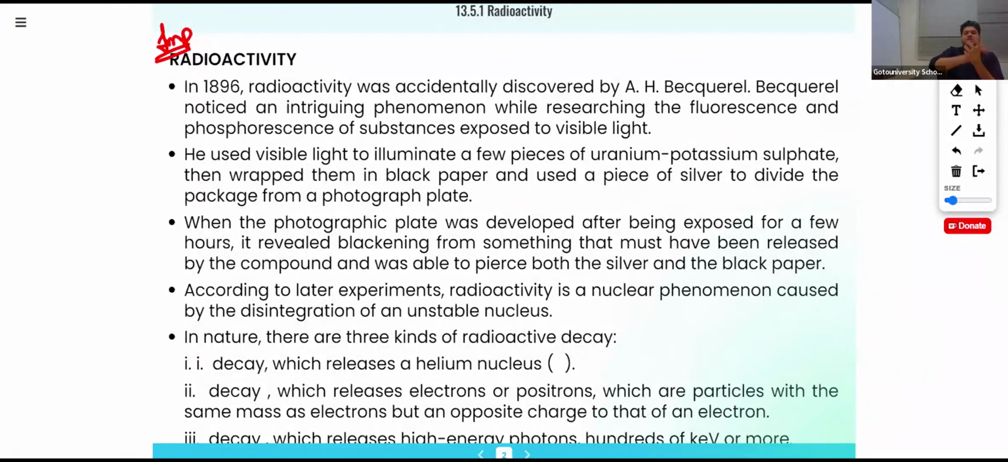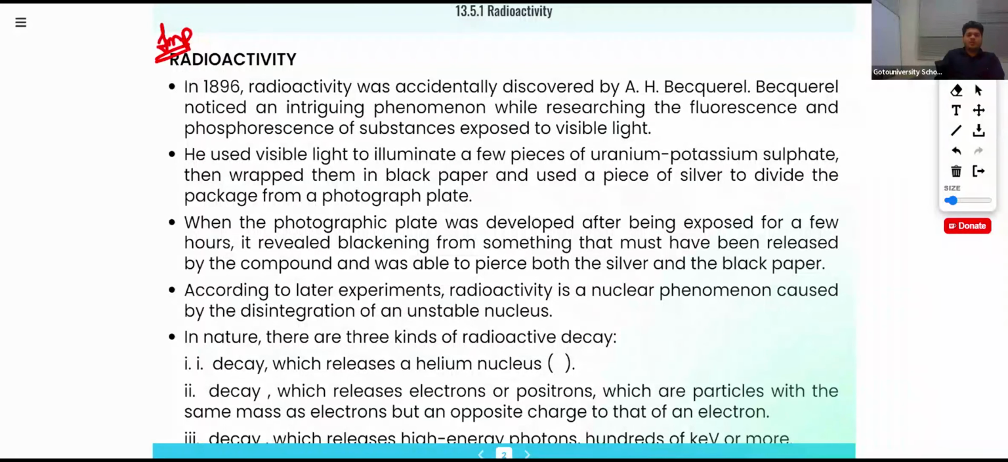Which types of decay will it go through? It will go through decays like alpha, also known as helium nucleus decay. Beta: in beta we have two types, beta positive and beta negative. Beta positive is known as positron, beta negative is known as electron. Then the third will be gamma rays. With alpha and beta decay, gamma decay will also accompany. Let's see each thing one by one.